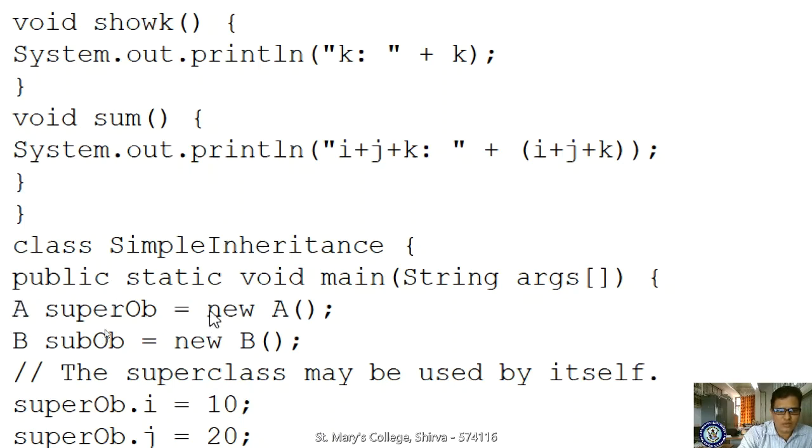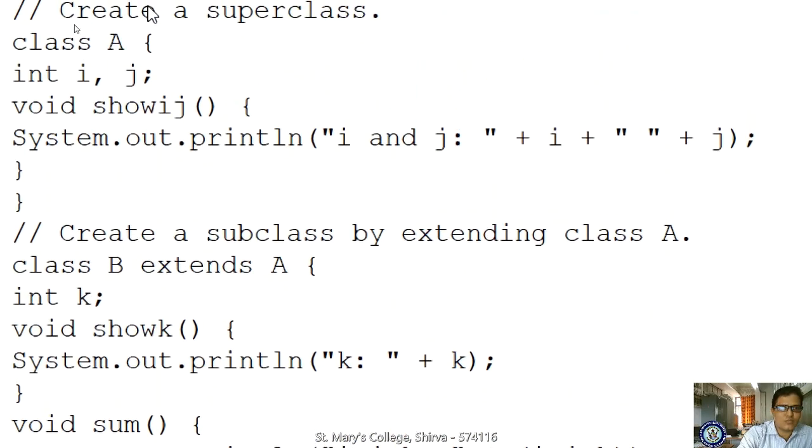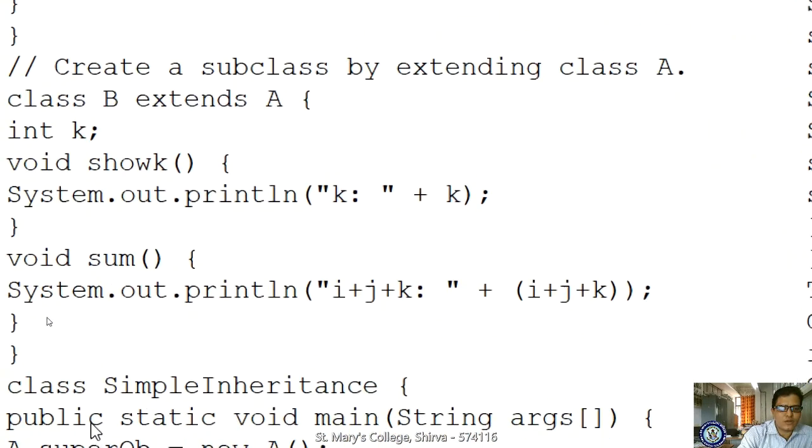For that I am creating superob as the name of the object. And for class B, the child class, I am creating the object as subob. Now super object dot i, you are accessing this variable, and I am assigning the value as 10.